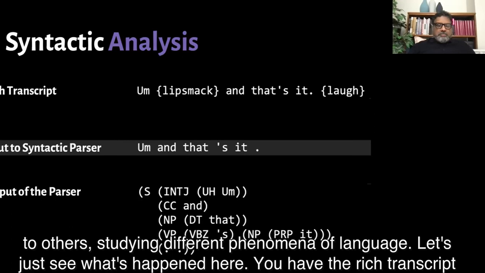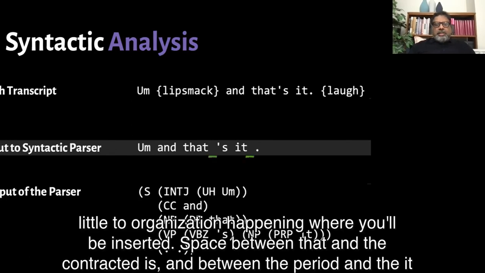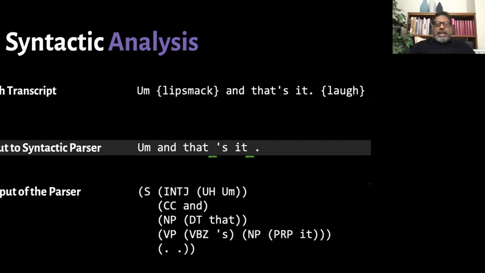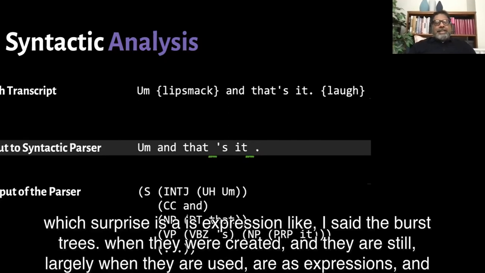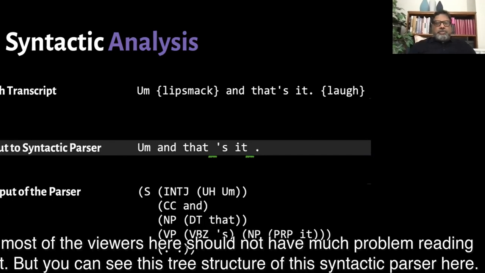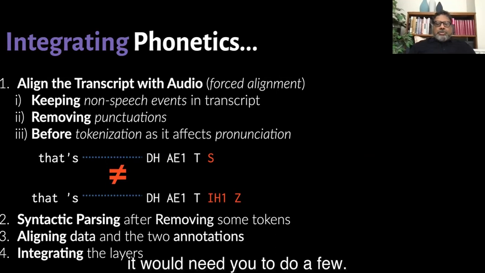You have the rich transcript, the input to the syntactic parser. As you can see, there is a little tokenization happening where we inserted a space between "that" and the contracted "is," and between the period and the "it." The output of the syntactic parser is shown below, which, surprise, is an S-expression. Like I said, parse trees, when they were created, and still largely when they are used, are S-expressions. Most of the viewers here do this. Let's say you want to integrate phonetic information, or a phonetic layer that's in the audio signal, and do some analysis.